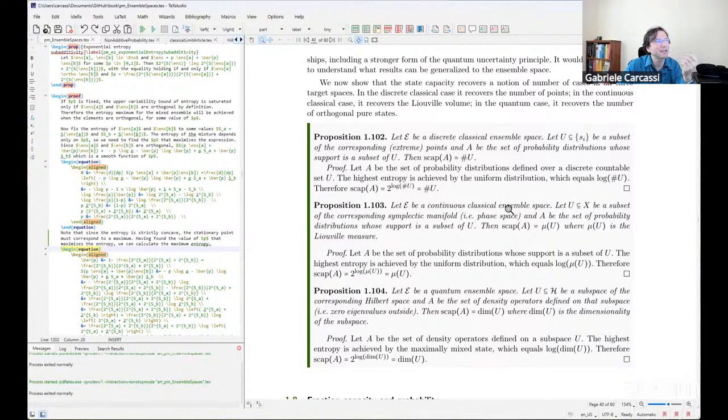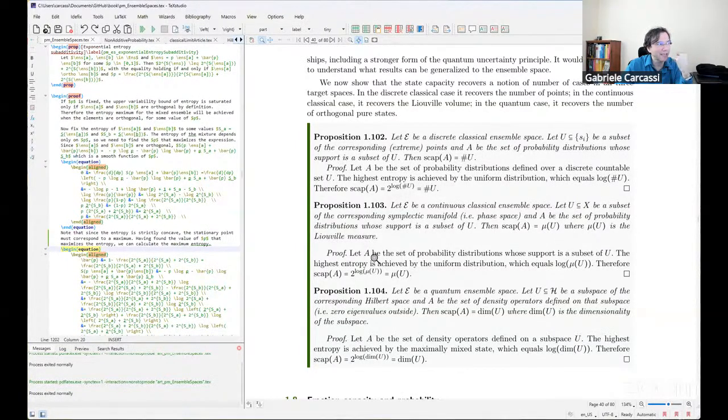We have a continuous classical ensemble space. U is a subset of the corresponding symplectic manifold. U is a subset of phase space. And A is a set of probability distributions whose support is a subset of U. So we have a region U, and you take all the possible distributions over U. Then the state capacity of A, the state capacity of this whole set of distributions, is just the Liouville measure of U, where mu of U is the Liouville measure.